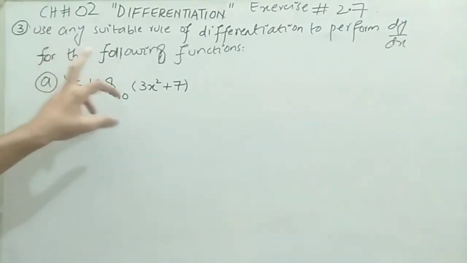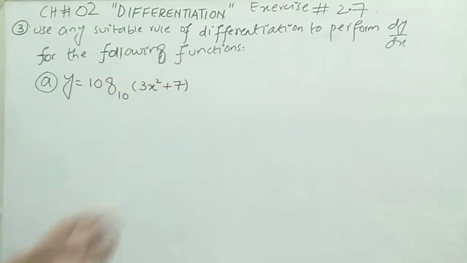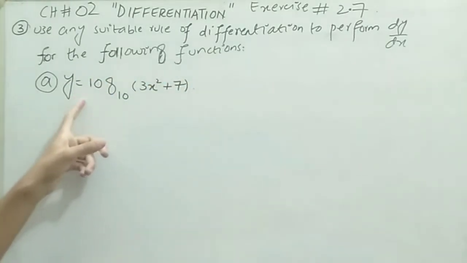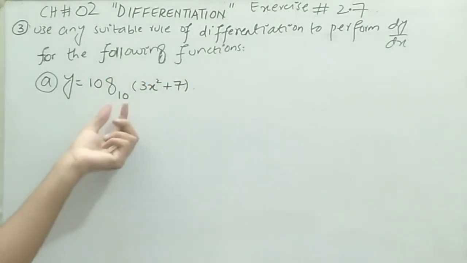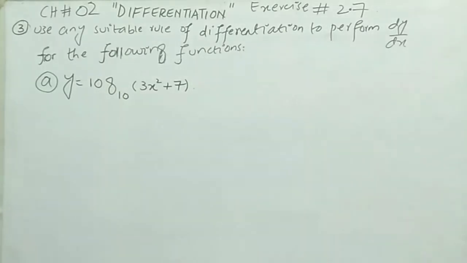It tells us to use any suitable rule of differentiation to find dy by dx for the following function. Part A is y is equal to log of 3x square plus 7 to the base 10, and it asks us to find the derivative of this function.